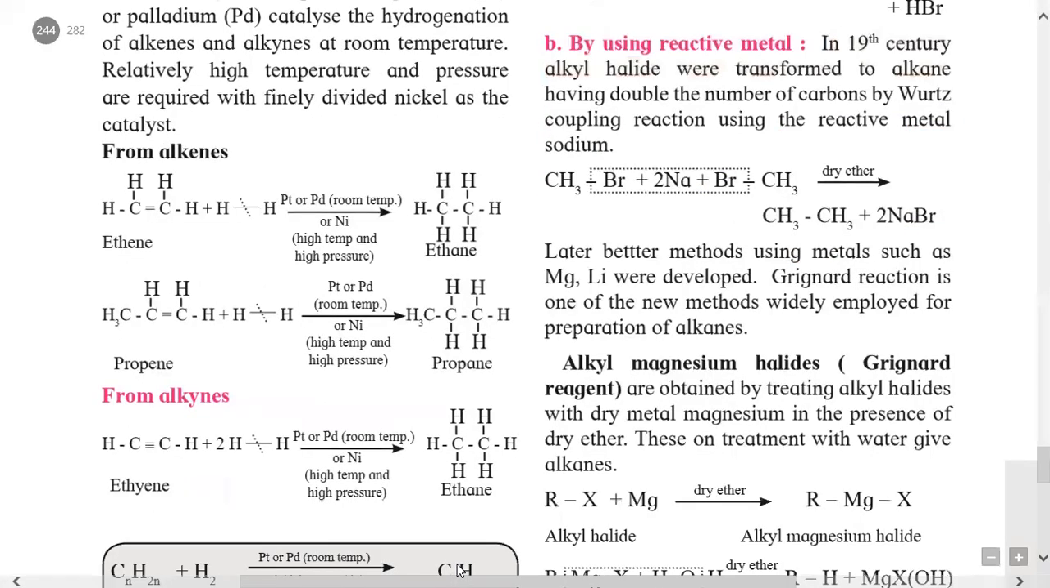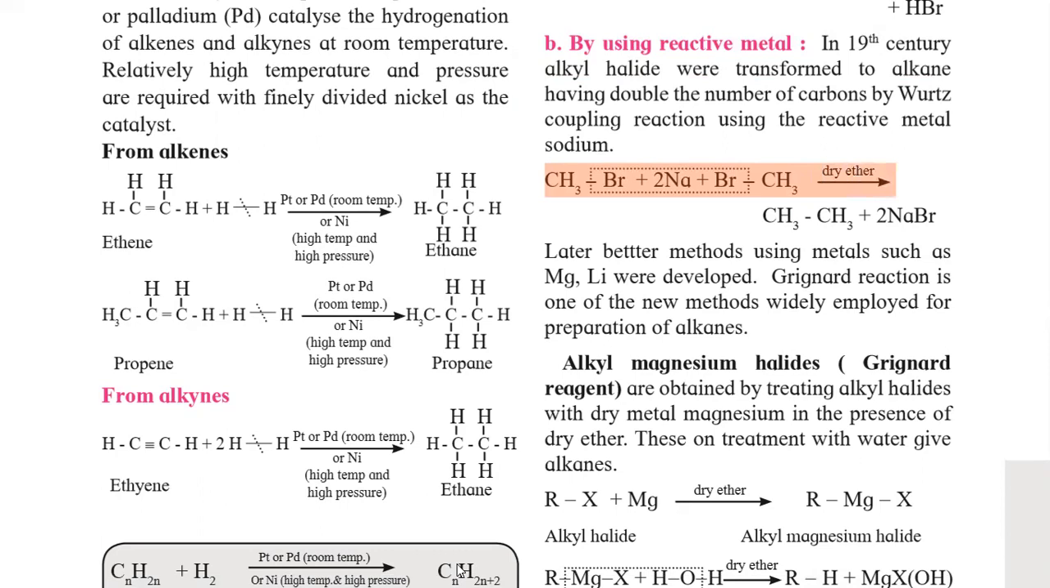Actual reaction is CH3Br, methyl bromide. When two molecules of this methyl bromide react with two atoms of sodium metal in the presence of dry ether, then we get CH3-CH3, ethane, plus side product 2NaBr. Here, the two molecules of methyl bromide are converted into one molecule of ethane.